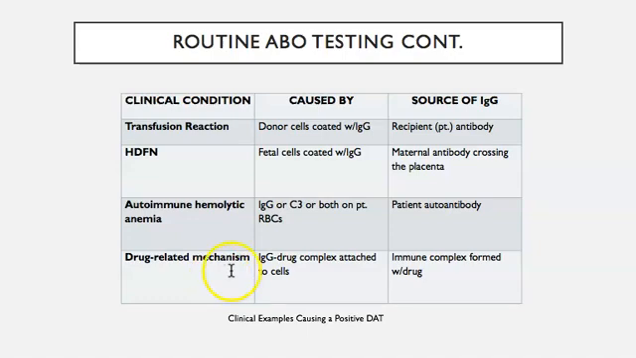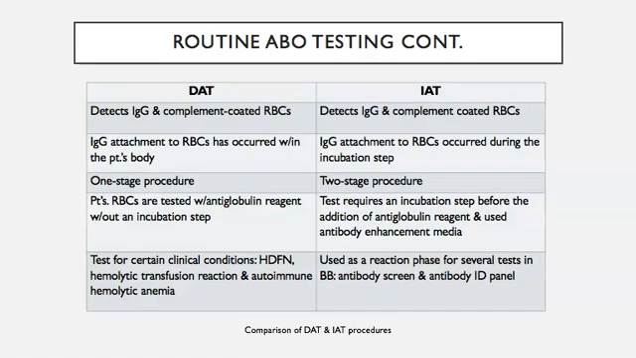Autoimmune hemolytic anemia can be due to IgG or C3 or both on the patient's red cells, the source of which would be a patient autoantibody. And then in drug-related mechanisms, this could be an IgG drug complex that's attached to the cells. So it's just an immune complex that's formed with that drug.